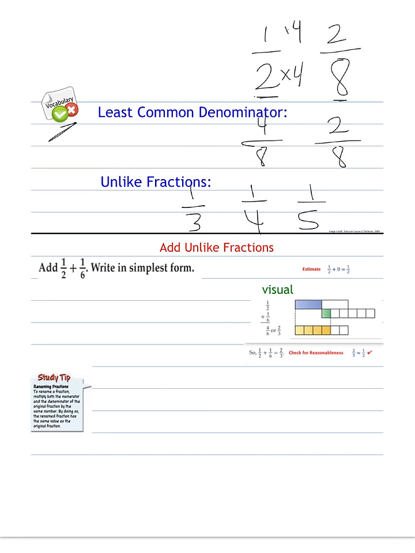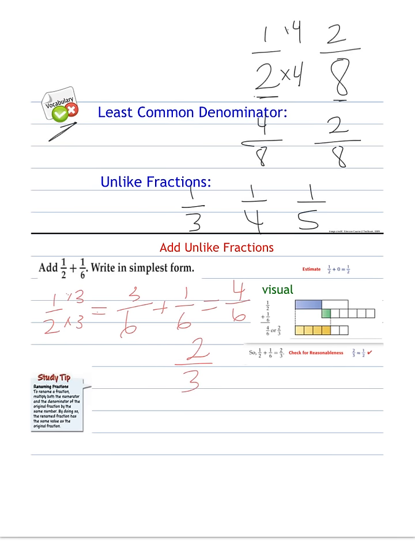So we would look at 1/2 and 1/6. And I know that the least common denominator between these, the smallest number that they both go into, is going to be 6. So 1/2 we would multiply by numerator and denominator times 3, and our new fraction would be 3/6 plus 1/6. And that would give us 4 over 6. And if we simplify that down, that's 2/3.